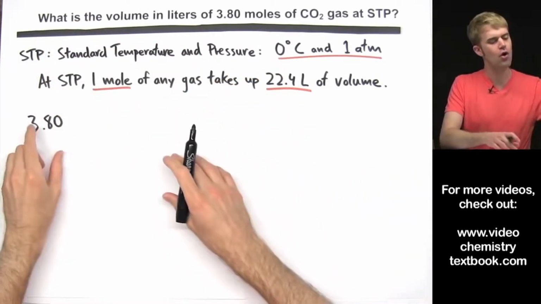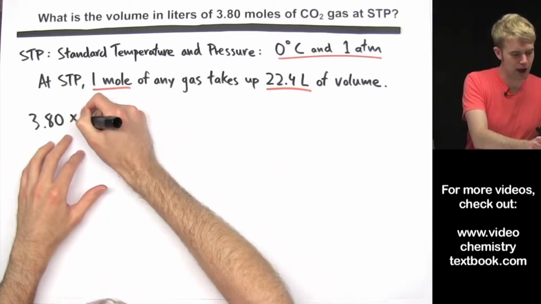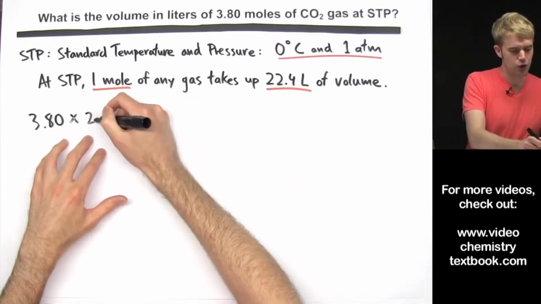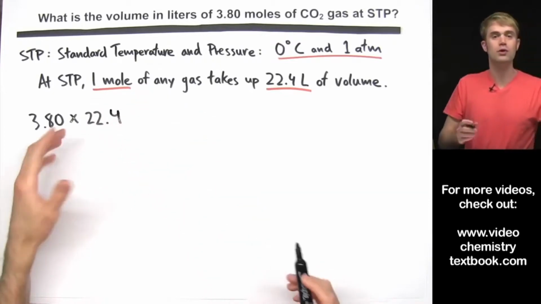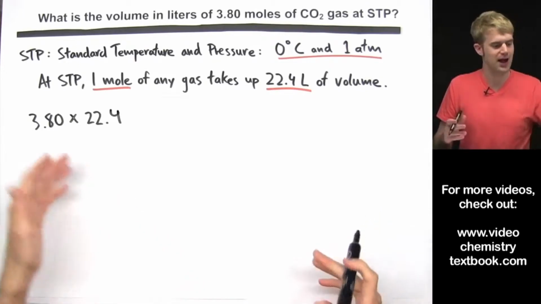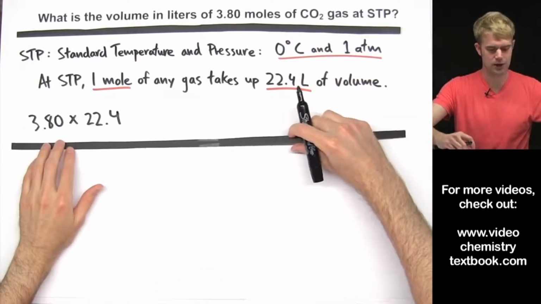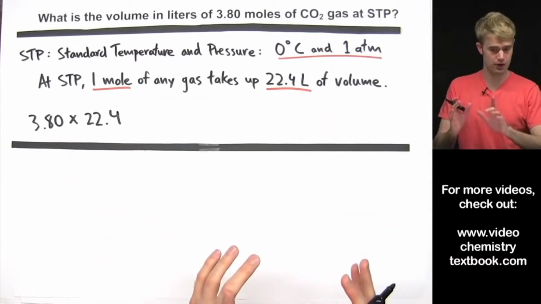But we don't have 1 mole. We have 3.80 moles. So we want to multiply this by 22.4, which is the amount of space that 1 mole takes up at STP, okay? This is the method that we use to think through it. Now let's look at how we could solve this using conversion factors, okay?